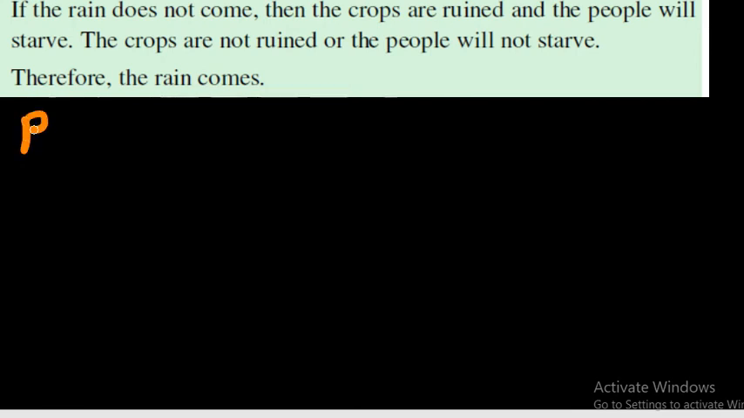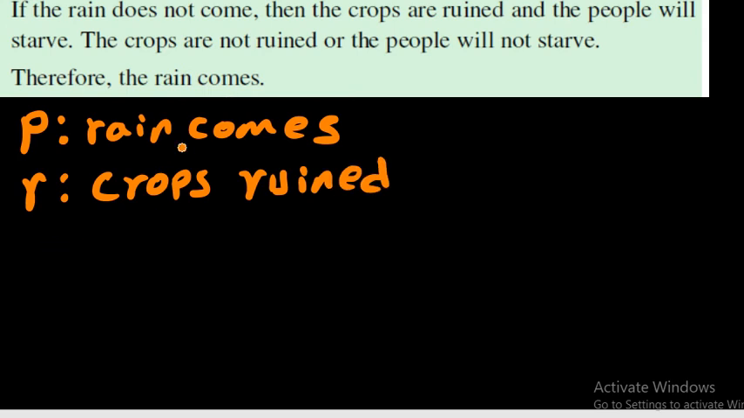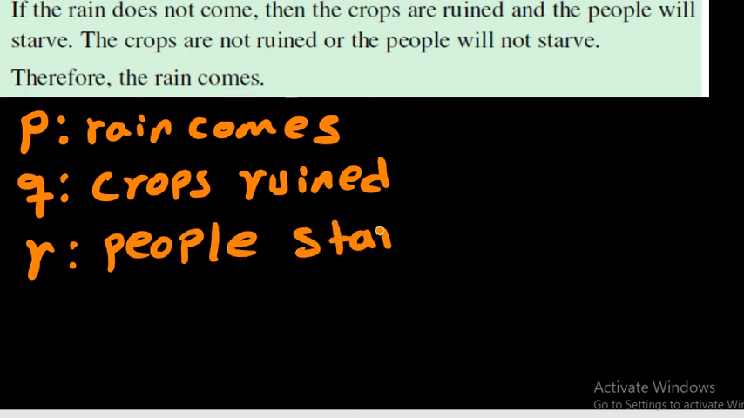First of all, P, rain comes, we can say. And R, crops are ruined. I mean, we can say this one Q, it's okay. Most commonly, P, Q will be used, and people starve also R. Okay, now let us construct.